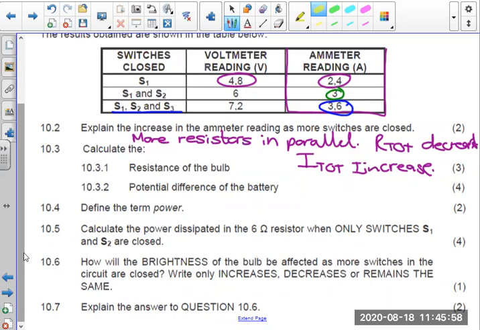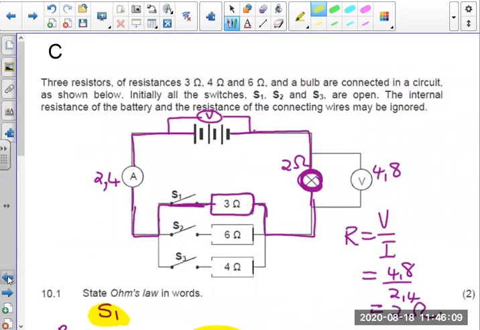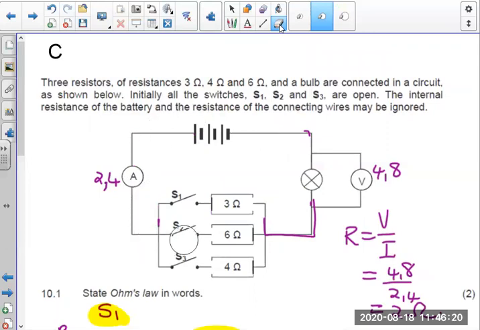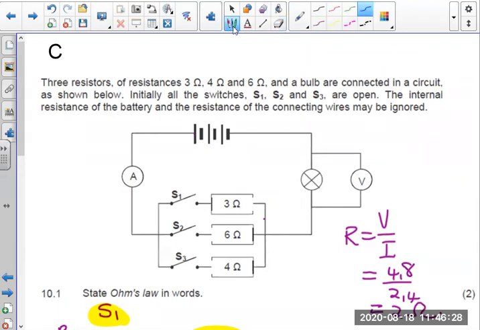Then 10.5, they say calculate the power dissipated in the 6 ohm resistor when only switches S1 and S2 are closed. So they want us to calculate the power in this one. Let's just get a new pen. They want us to calculate the power in the 6 ohm resistor, so it means it's going to be the power when switches S1 and S2 are closed.